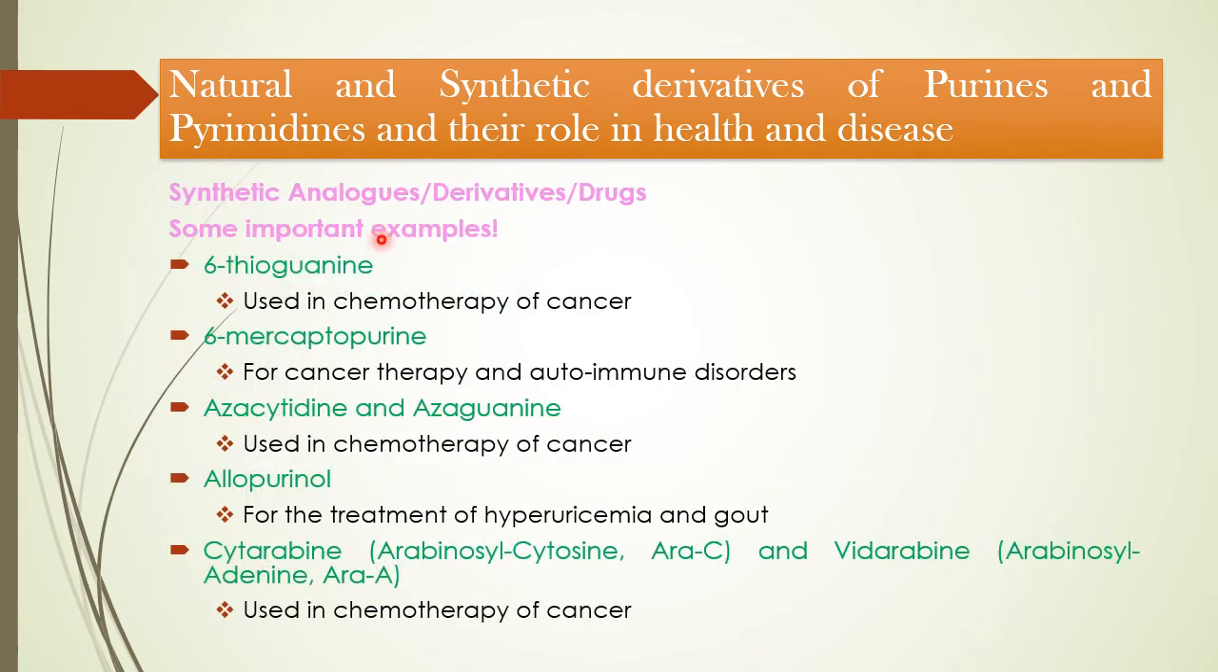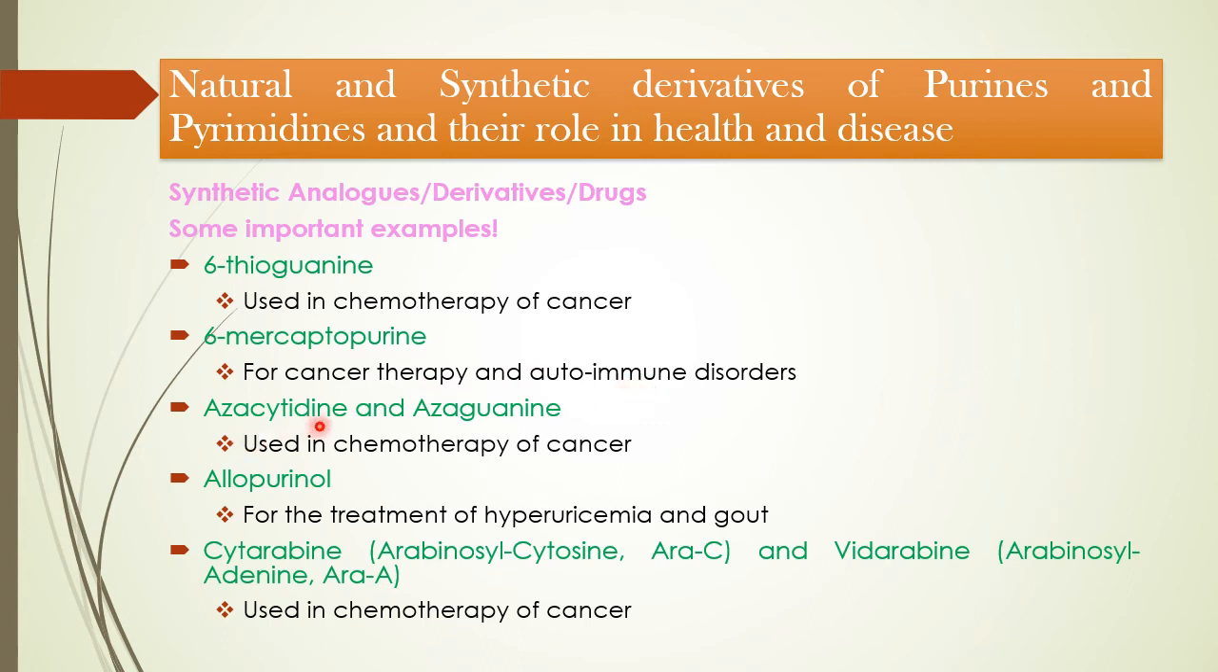Okay, some important examples of synthetic analogues. First is 6-thioguanine. This is a synthetic analog of purine in which at the 6th position a thio or sulfhydryl group is added, and now it becomes modified and used for treating cancer. Then we have 6-mercaptopurine. This is also a synthetic analog of purine in which again a sulfur group is added, and it becomes altered or modified in such a way that it can be used for cancer therapy. It can also be used to treat some autoimmune disorders.